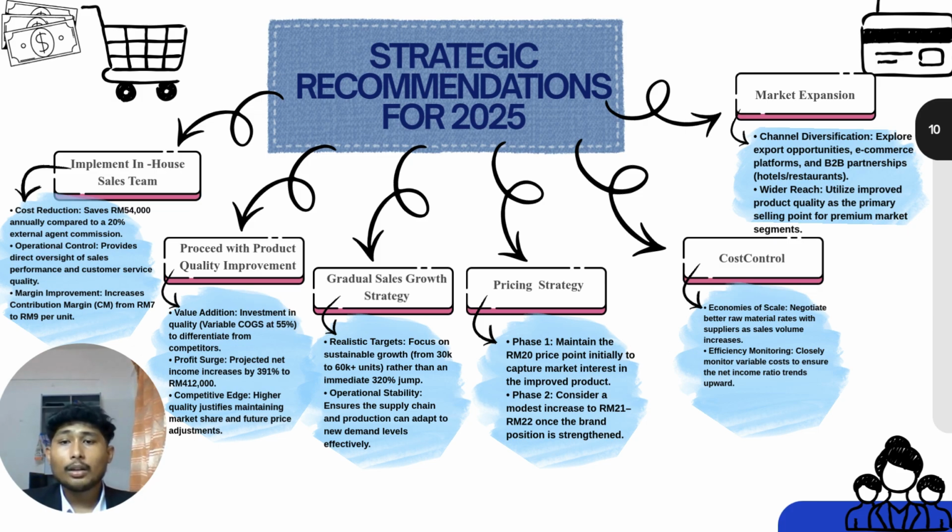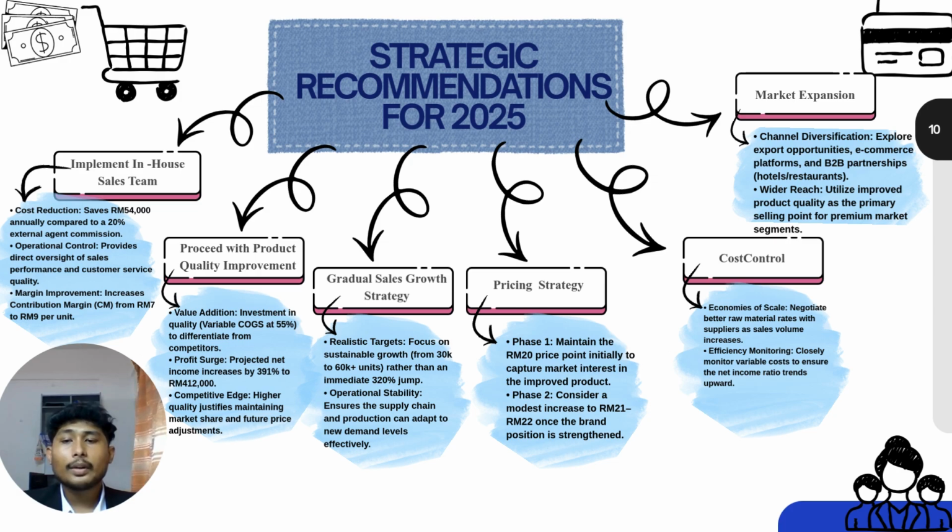To ensure the company's long-term success and hit our profitability goals, we are proposing a combined approach across 6 key areas. First, we will transition to an in-house sales team. This move is highly efficient and saves the company 54,000 ringgit annually compared to paying high external commission. Most importantly, it boosts our contribution margin from 7 ringgit to 9 ringgit per unit, giving us better direct control over our sales performance.